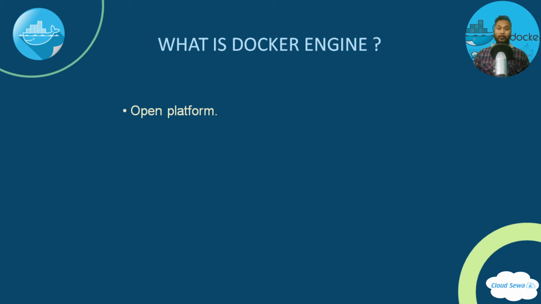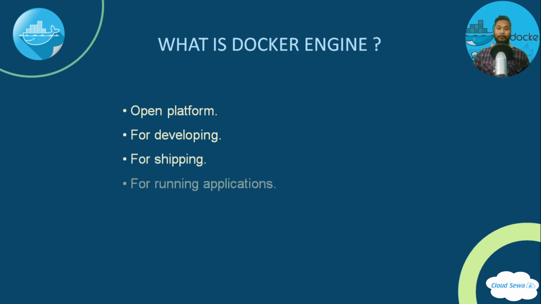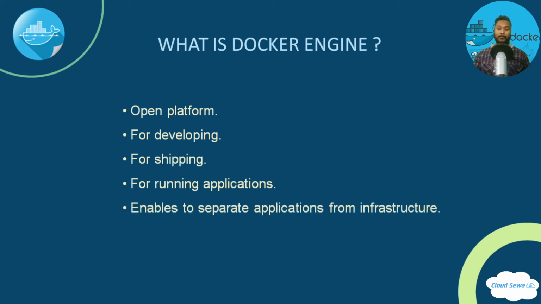It is an open platform used to develop, ship, and run applications. Basically these three points are a kind of motto of Docker. Docker engine is an open platform used for developing, shipping, and running applications. It also enables you to separate applications from your infrastructure, which promises quicker delivery.